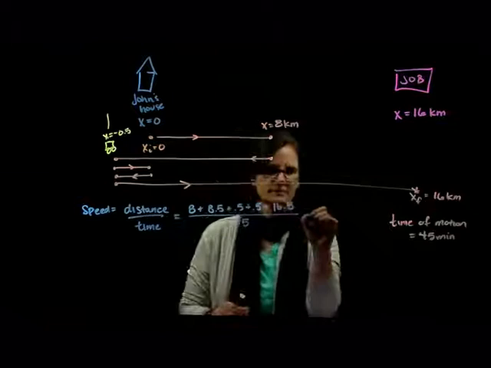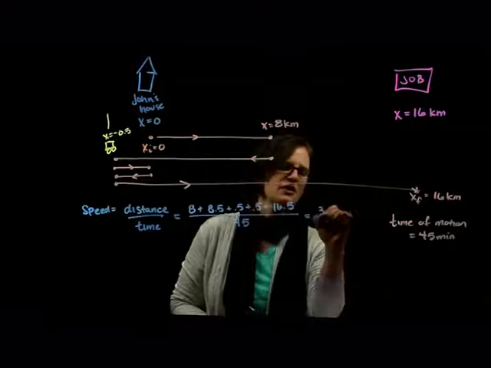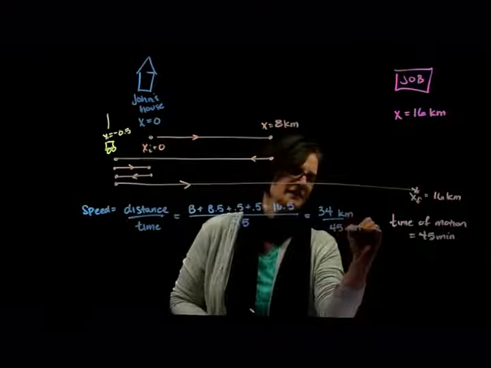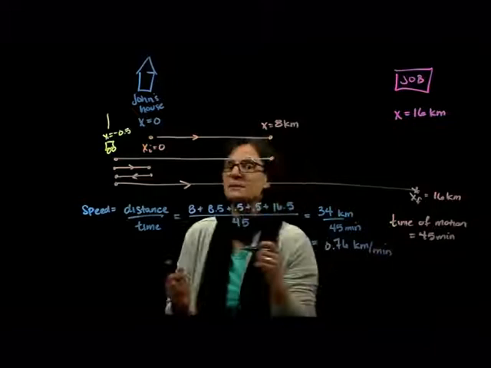So we travel the 8 plus the 8.5 plus 1/2 plus 1/2 plus the 16.5, and we get 34 kilometers, all in 45 minutes. So on average, he traveled 0.76 kilometers per minute, his average speed. But what about his average velocity?